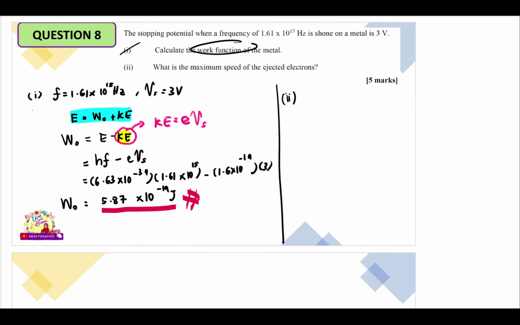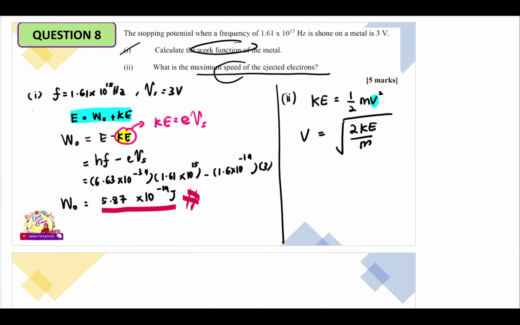What is the maximum speed of the electron? Okay, ejected electrons. So daripada sini kita boleh guna juga formula kinetic energy sebab kita nak kira speed. Half mv squared. Okay, ini yang kita nak kira V maximum. Remember V is equal to 2 KE over M, take the square root.